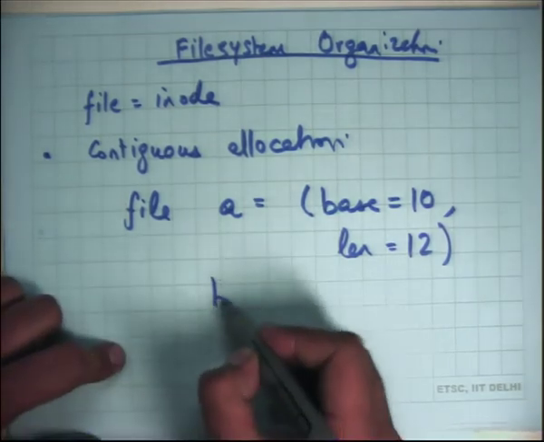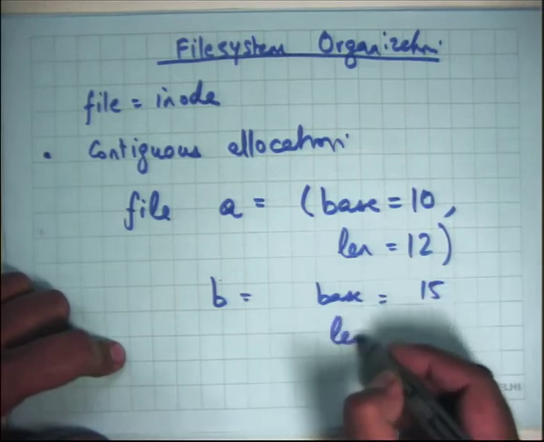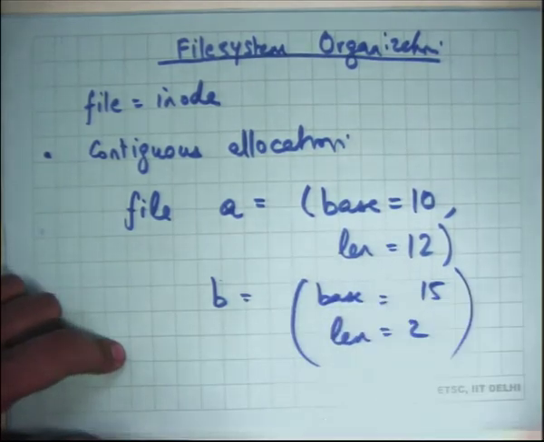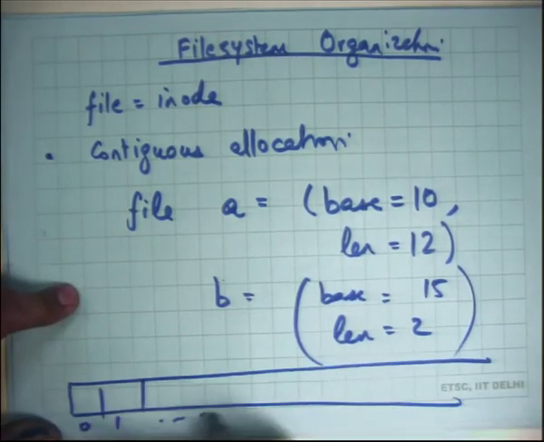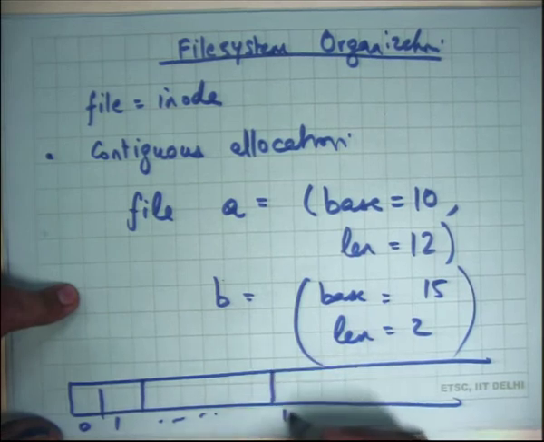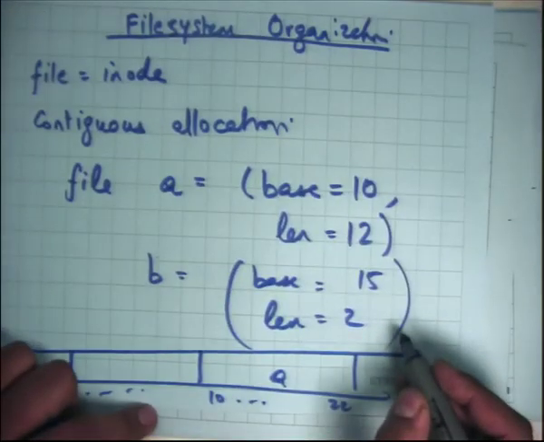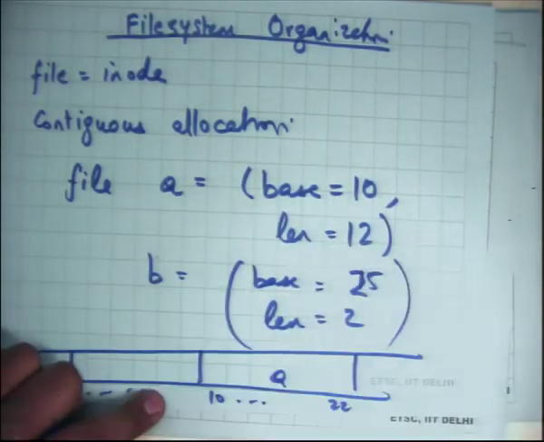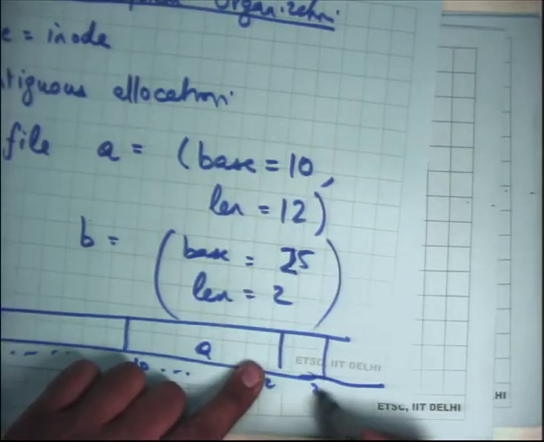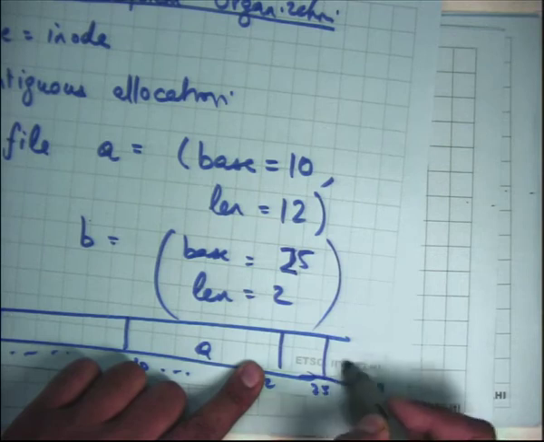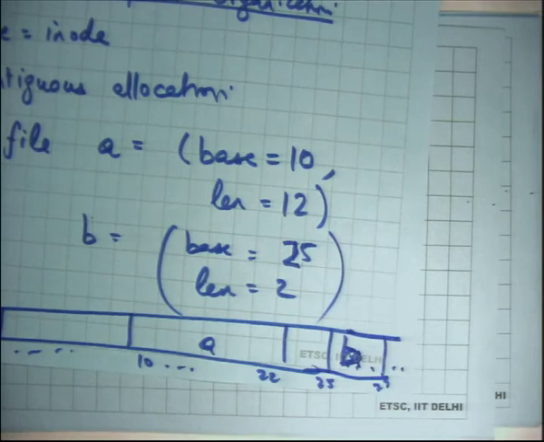Similarly, B has base, let's say, 15, and length 2 or whatever. If I draw the disk, then you have blocks 10 through 22 as A, and B cannot start at 15, so it has to be, let's say, 25. They cannot overlap. And then you have 25 through 27, which is B. So that's contiguous allocation.